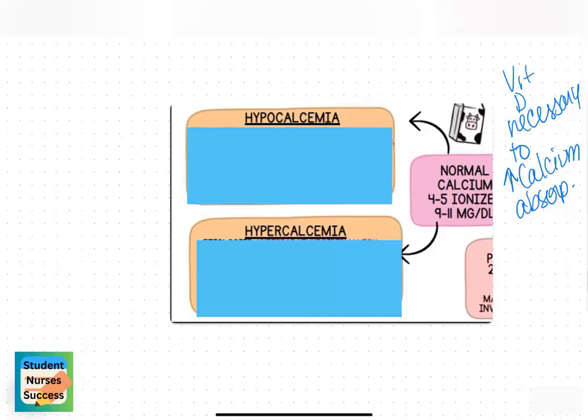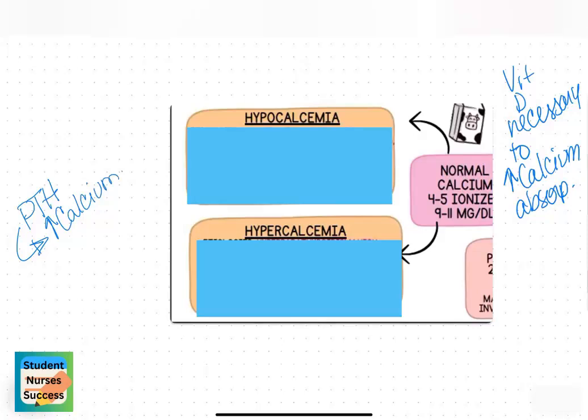We also know that parathyroid hormone regulates calcium, and parathyroid hormone actually increases calcium levels. So parathyroid hormone leads to increased calcium levels. And how it does that is it pulls calcium out of the bones to make it more available.